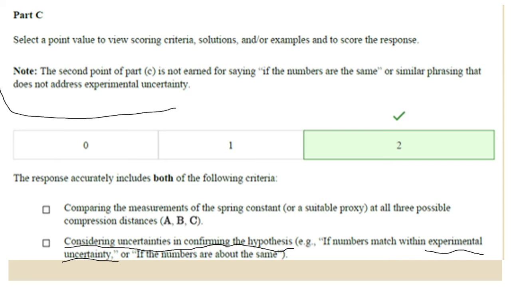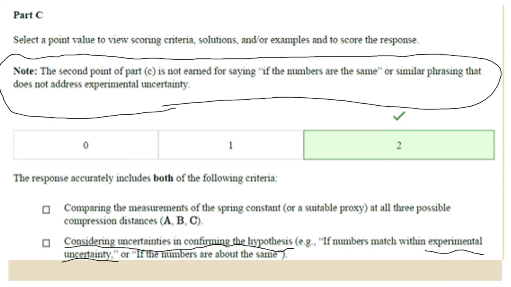Now, just before we move on very quickly, I just want to make sure that everybody understands this note here. Notice it says the second point of part C is not earned for saying if the numbers are the same. You have to talk about them being reasonably close, because you're never going to be able to repeat this at all three pin positions and get the exact same number. That's an important thing to realize. You could also talk about sig figs. Like if to a certain number of significant figures, the measurements are the same, then it's good enough. It's important to remember in the lab, which you really didn't get a taste of this year, close enough is good enough. There's always going to be some experimental uncertainty.